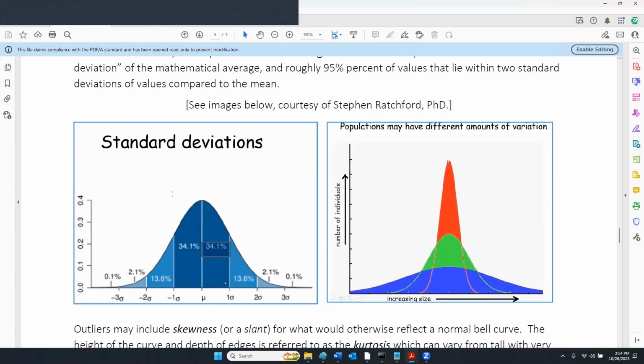Together, a normal distribution standard deviation represents 68.2% of the data points or measurements, right? Or values. That's for a normal distribution. In real life, there may be differences.